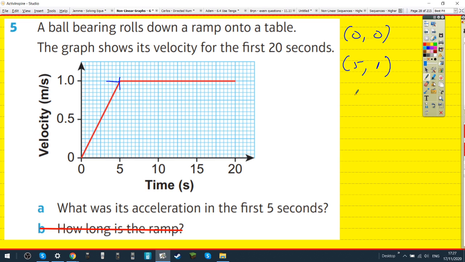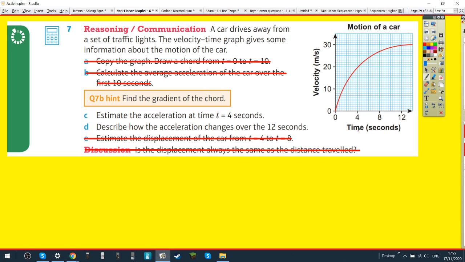0.2. Yeah, 0.2. Or 1/5. Yeah. Okay. How would we do this one?